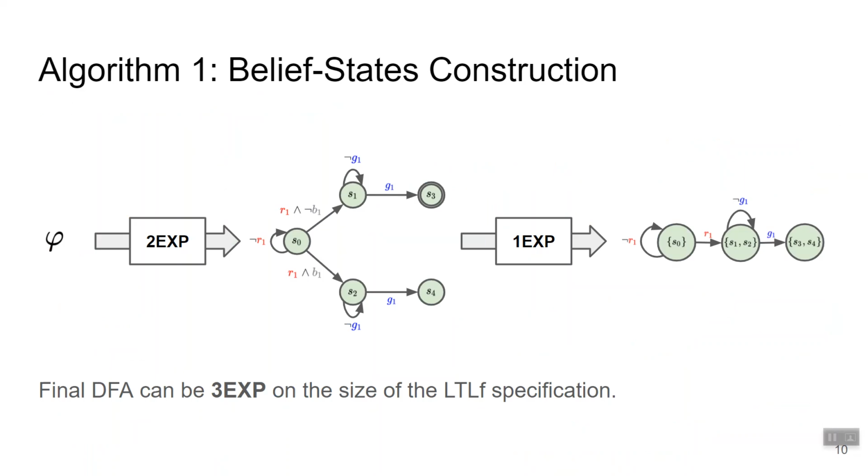So given an LTLf formula, we can construct an equivalent DFA that is in the worst case doubly exponential in the size of this formula. This DFA can then be converted into the belief states DFA with an additional exponential blowup, which means that the final DFA is in the worst case triple exponential in the size of the specification.